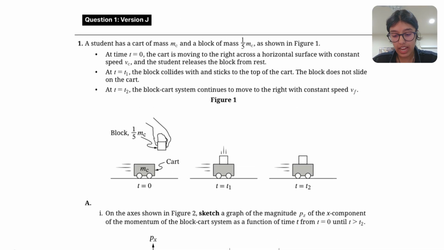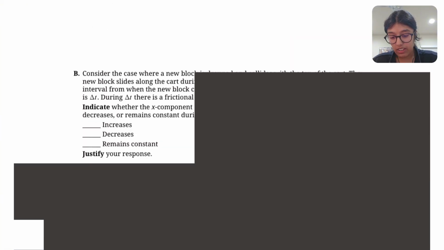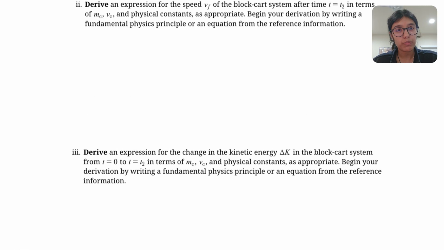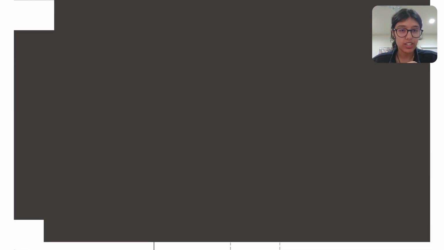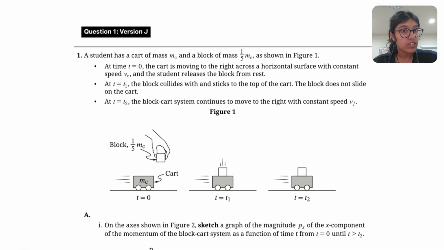This question has, I believe, 3 parts. So we have A and then B. Okay, so it has 2 parts, but then part A has 3 parts. So essentially 4 questions, give or take. So let's honestly just get started.